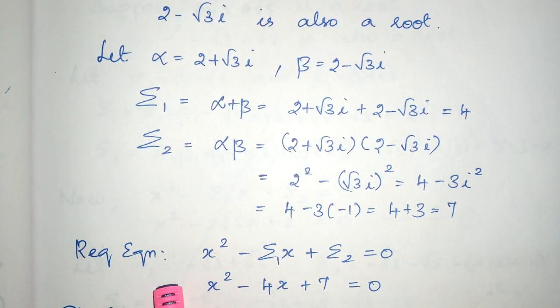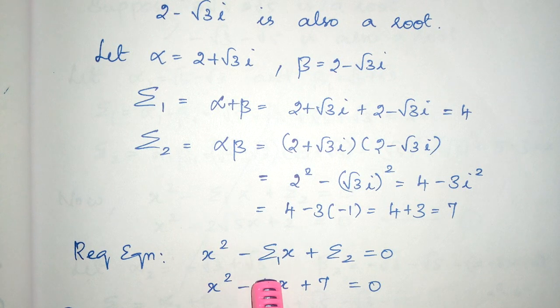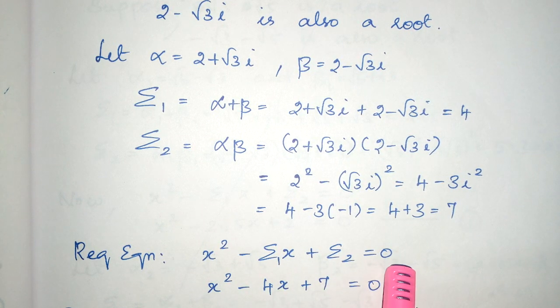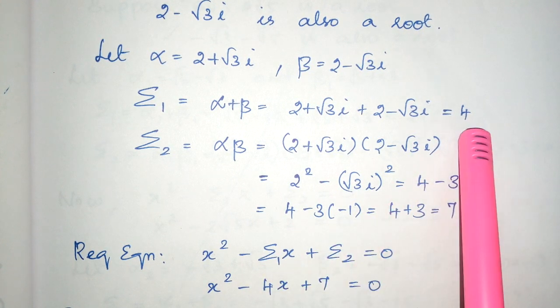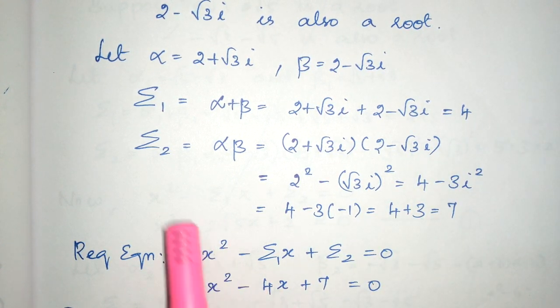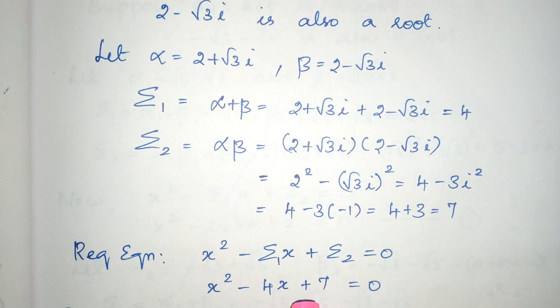Now the required equation is x square minus sigma 1 x plus sigma 2, which is equal to 0. So x square, sigma 1 is 4, so minus 4x, and sigma 2 is 7, so plus 7, which is equal to 0, which is the required equation.